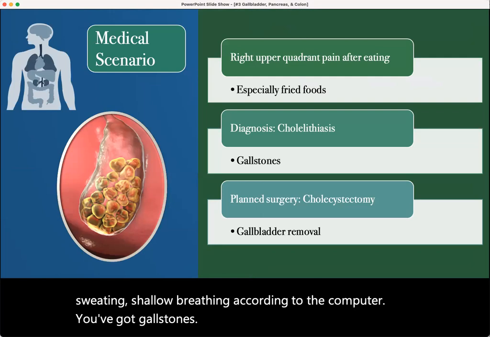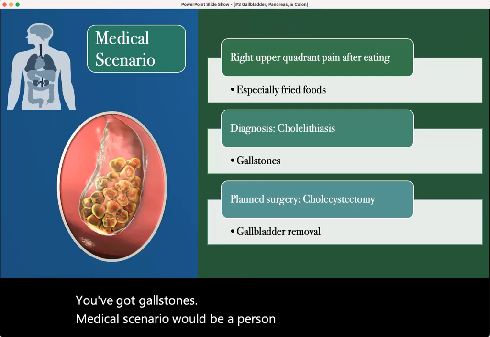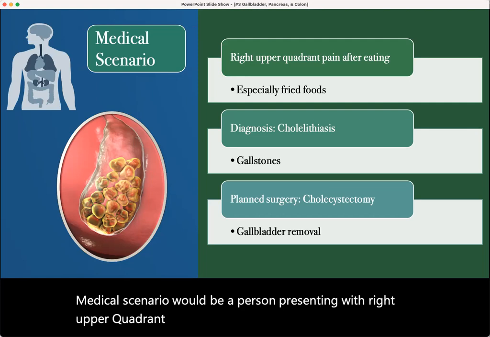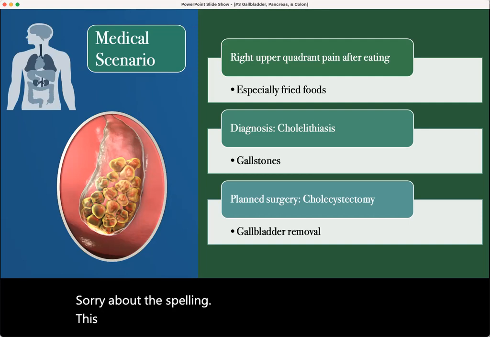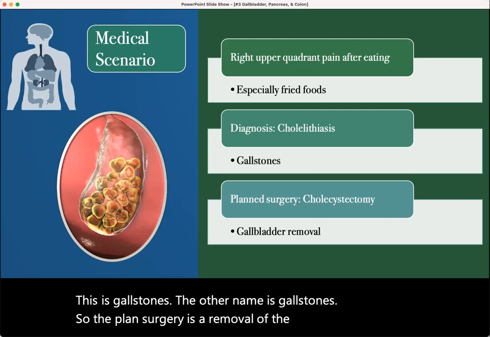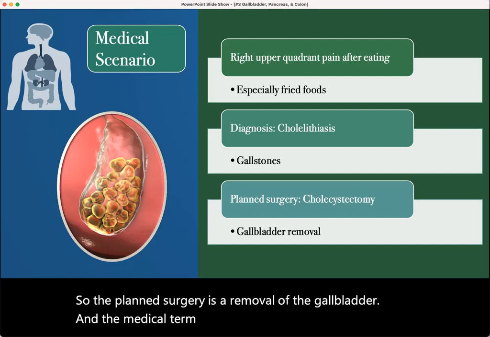A medical scenario would be a person presenting with right upper quadrant pain after eating, especially fried foods. The patient is diagnosed with cholelithiasis. Sorry about the spelling. This is gallstones, the other name is gallstones. So the planned surgery is a removal of the gallbladder, and the medical term for that is a cholecystectomy.